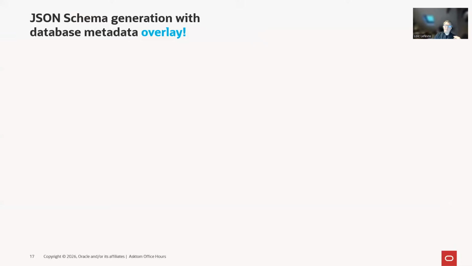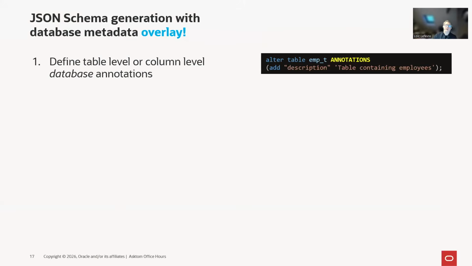Now about JSON schema generation, there are interesting things like, what about all of the existing metadata? Can we bring much more value using some of it? So, for example, in 26ai, we have introduced database annotations that you can basically specify for a table or column and a bunch of other objects. And here is an example where I'm adding the description annotation with free text, table containing employees, and I'm adding that annotation to the table EMP.